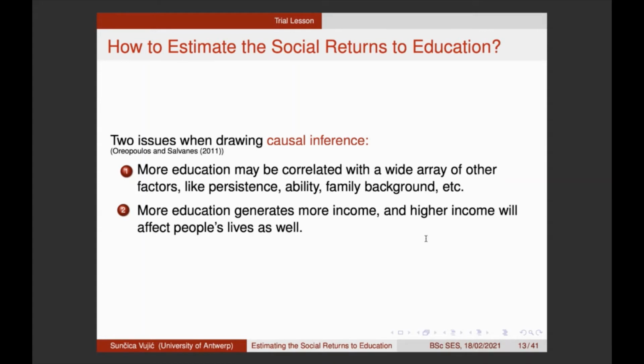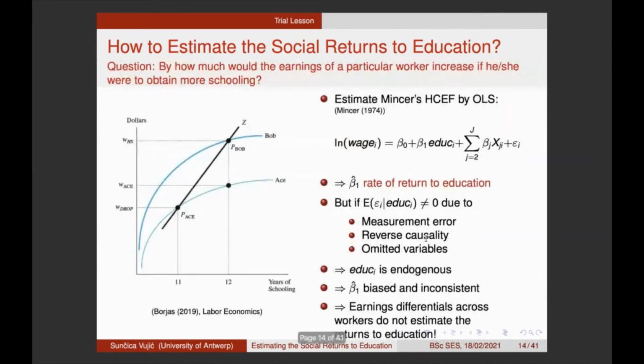So the persistence, ability, family background. So it's difficult to draw this causal inference, because both X and Y, so both education on one side and this outcome of interest on the other side, are also affected by a range of these other unmeasurable factors. So I'll try to illustrate this in two ways.